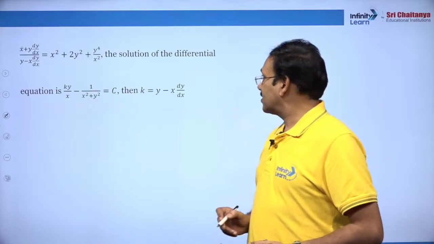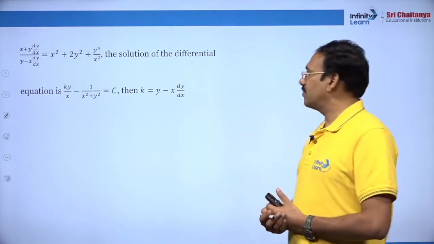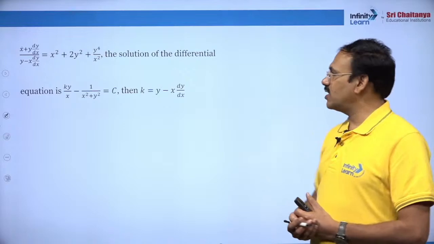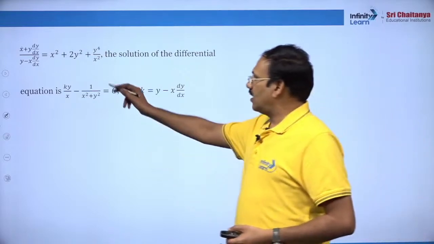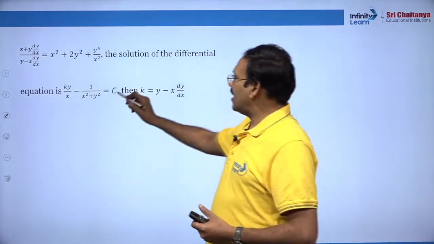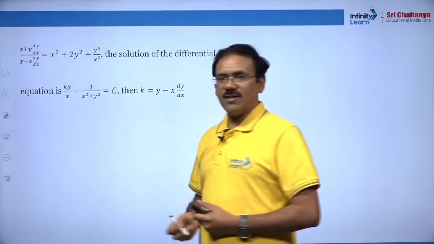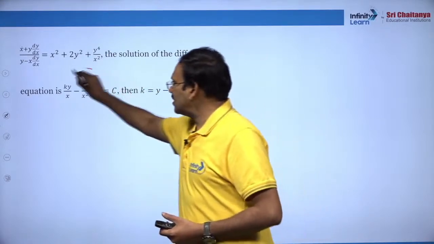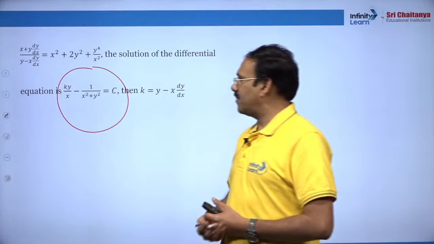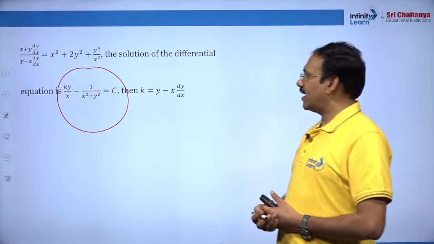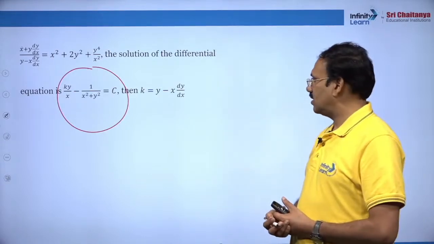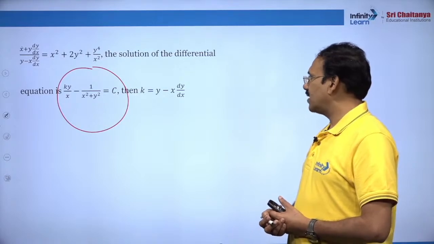Now coming to question number 1, this is the differential equation given. You need to arrange this differential equation in such a way that the solution is in the form of k y by x minus 1 by x square plus y square equal to c. Then we need to find the k value.